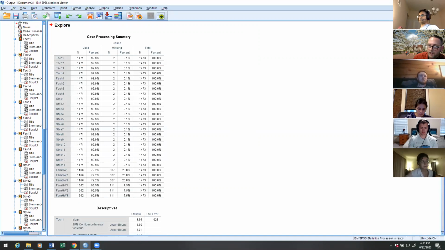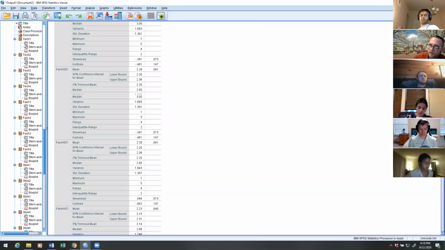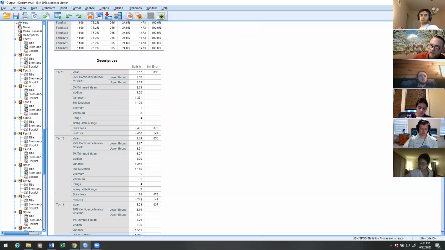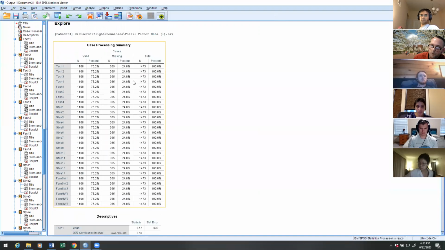In this first explore that was done, this was a listwise deletion, so what it did was delete respondents if they missed any of the items. You see the N is 1108 instead of the 1478, because 365 respondents missed at least one thing, and so they were taken out in this listwise deletion.